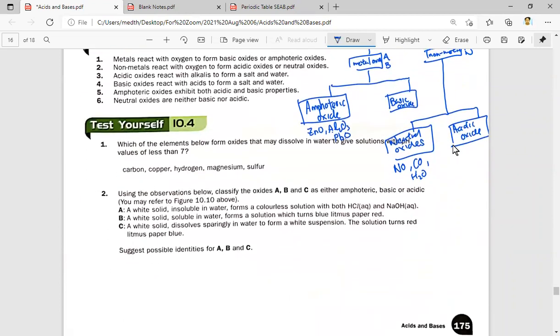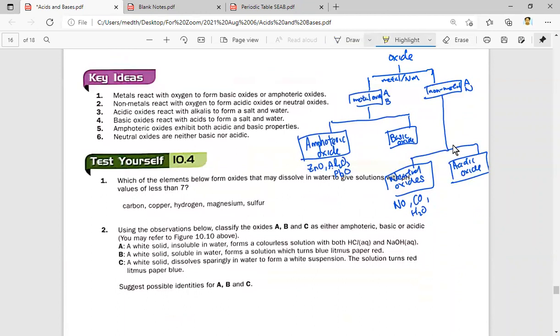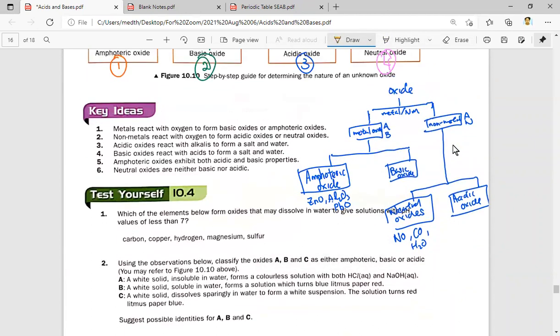So let's look at some examples that I have here. So let's think through. Example, I got magnesium oxide, MgO. So magnesium oxide is actually a metal oxide. So I know under oxide, it will go under metal. Metal oxides over here. Then the next question asks is it zinc, aluminium, or lead? Because it's not any one of these three, magnesium oxide must be a basic oxide.